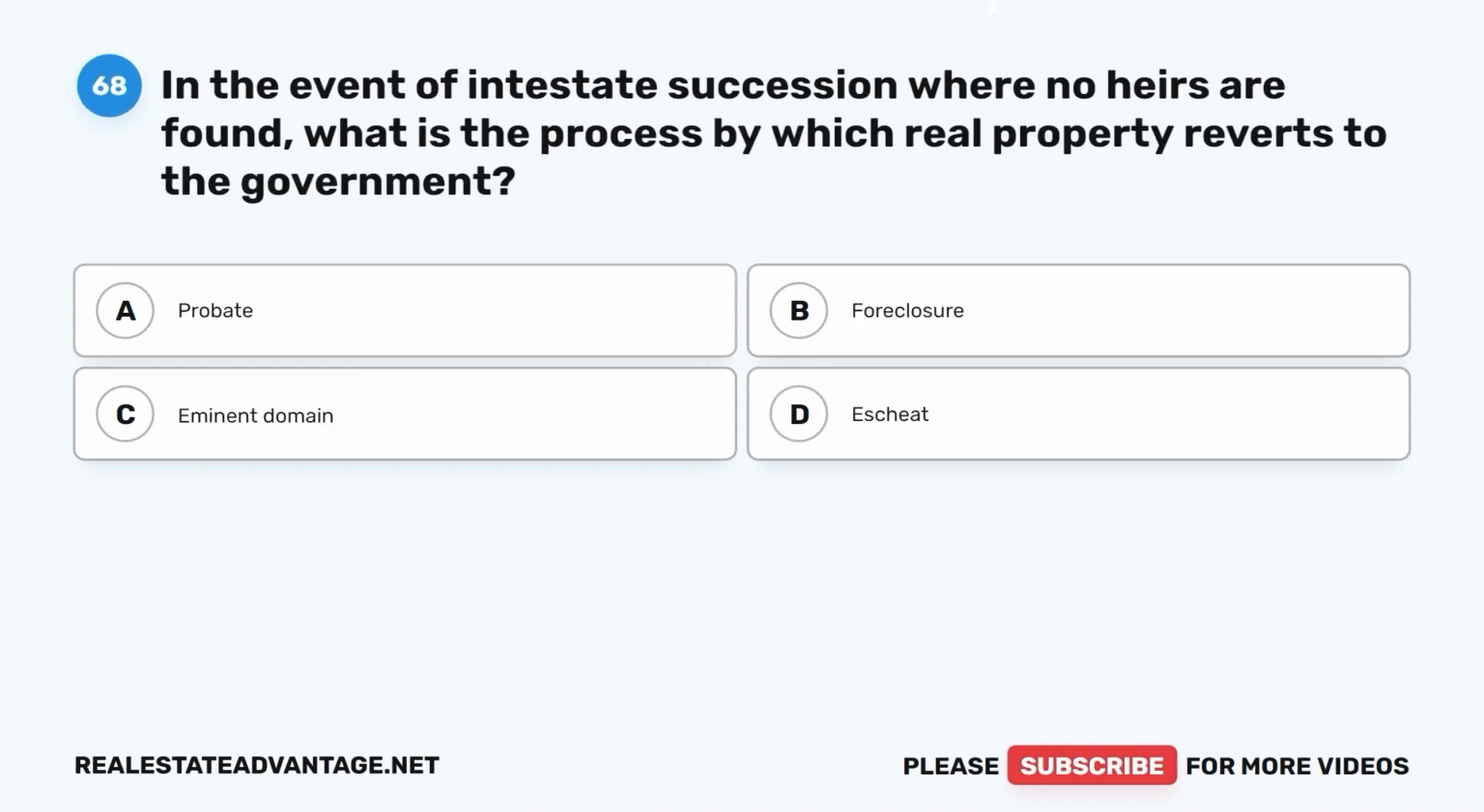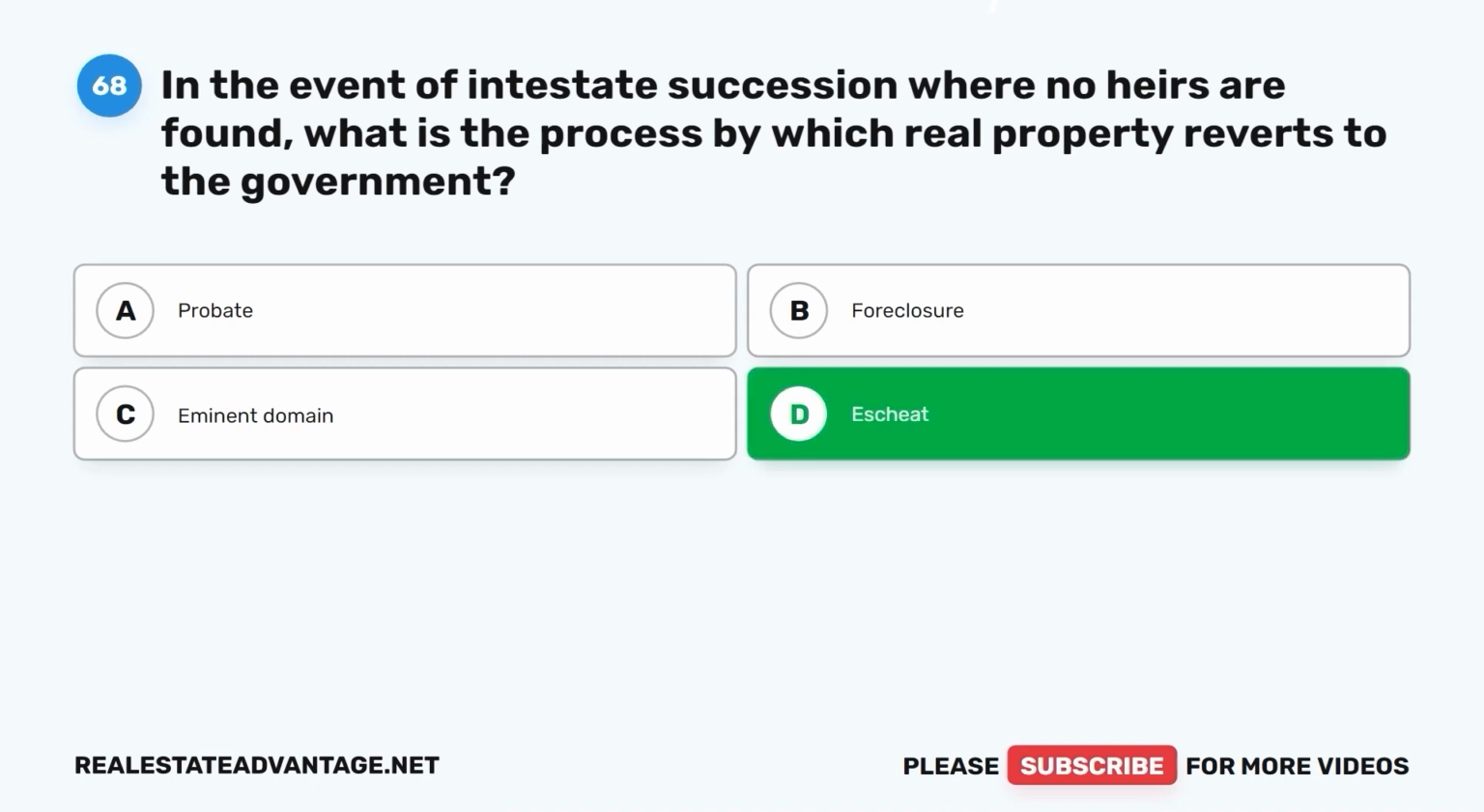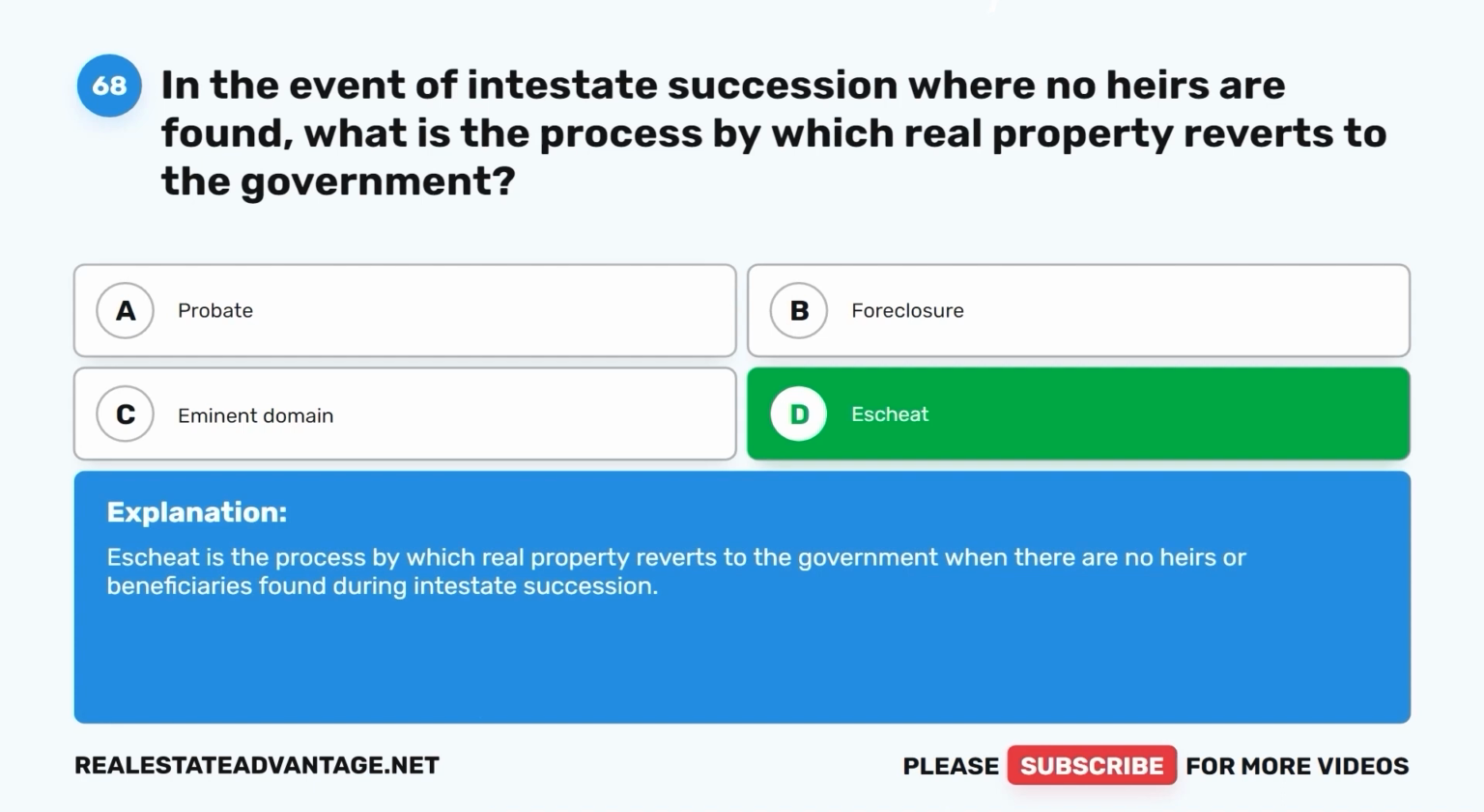Question 68. In the event of intestate succession where no heirs are found, what is the process by which real property reverts to the government? A. Probate. B. Foreclosure. C. Eminent domain. D. Escheat. The correct answer is D. Escheat.